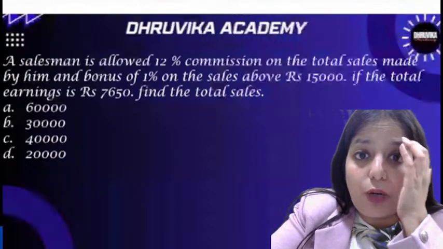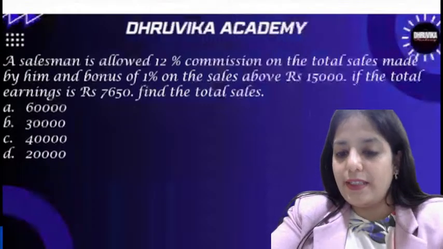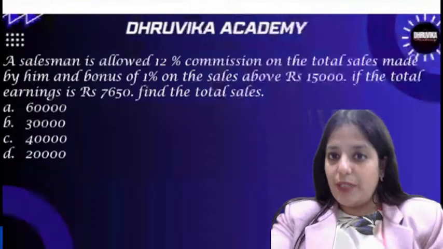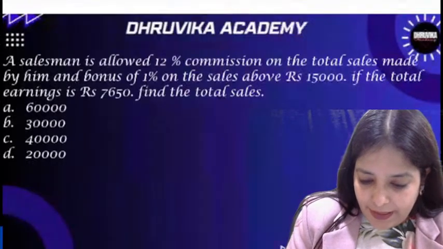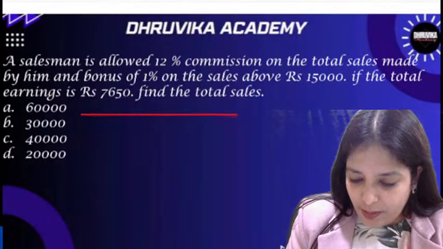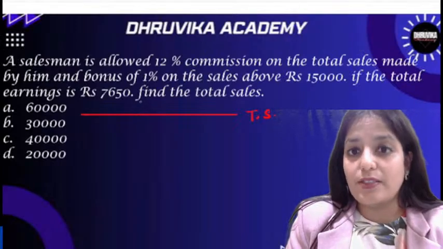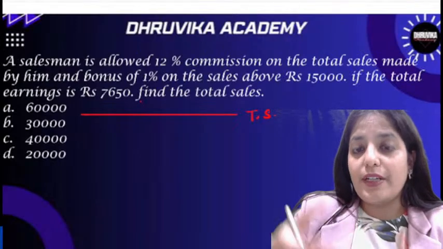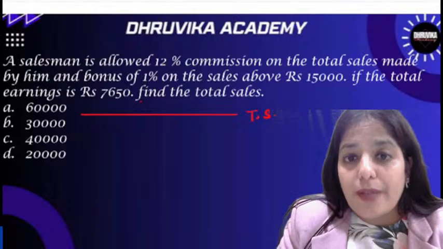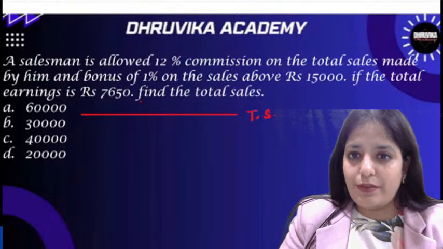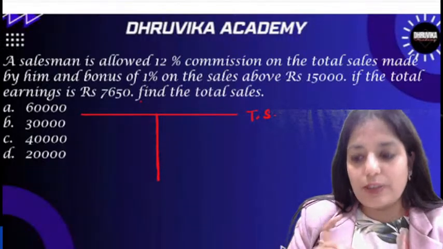A salesman is allowed 12% commission on the total sales. Whatever total sales he is making, he is definitely going to get 12% on that, right? So if I make a number line like this, what is this number line? This is total sales. So on this total sales overall, he is going to get 12%, that is for sure. But further they said he will get a bonus of 1% on the sales above rupees 15,000. So if I divide total sales into two parts, I divide total sales into two parts.